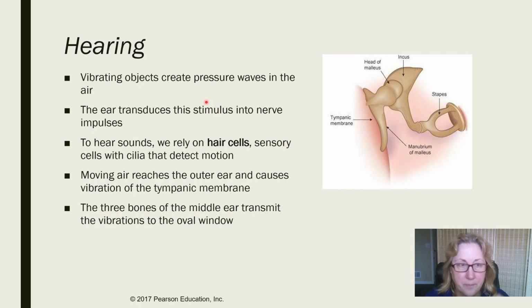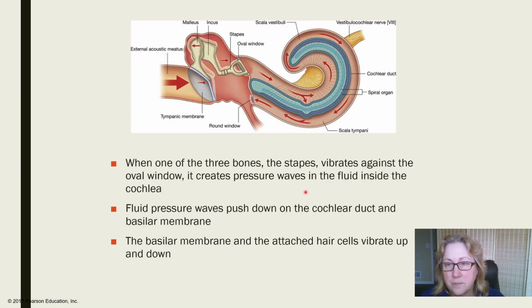basilar membrane. So the first thing that happens is the tympanic membrane, your eardrum, vibrates. And that's going to vibrate the malleus and the incus and the stapes, and the end of the stapes here is going to vibrate up against the oval window. And that's going to create a pressure wave in the fluid that's inside the cochlea.